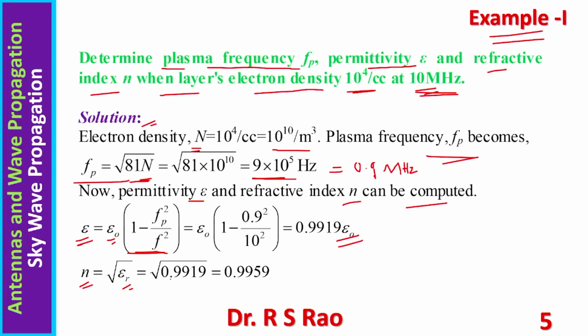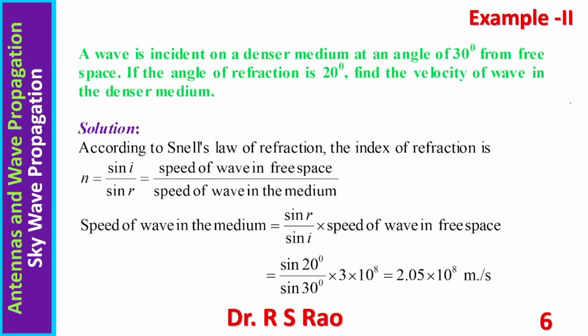Now refractive index. It is equal to square root of epsilon r, relative permittivity. Square root of 0.9919 turns out to be 0.9959. This is the refractive index. Another problem, example 2. This is also based on sky wave propagation. A wave is incident on a denser medium at an angle of 30 degrees from free space.